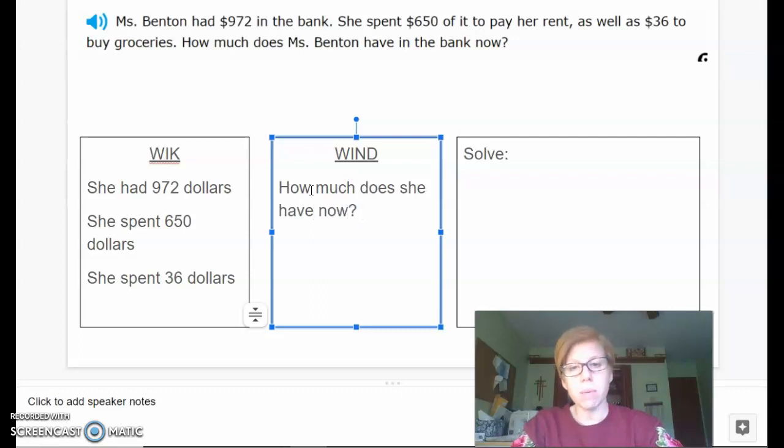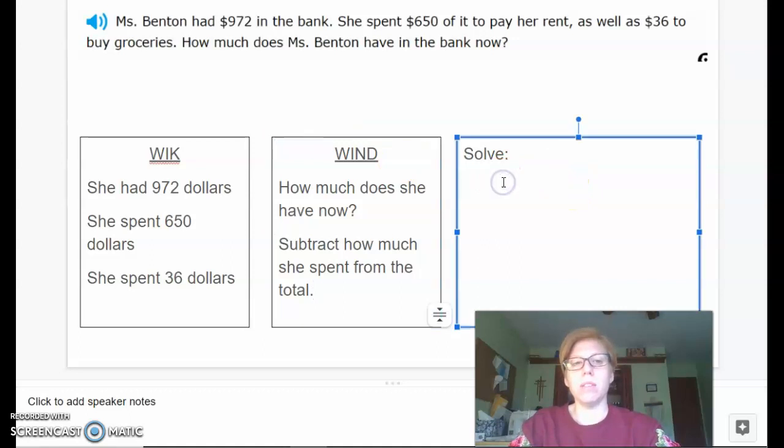Now, how can we figure out how much does she have now? What math operation are we doing? We need to subtract how much she spent from the total. That's what we need to do. So to solve this, let's start with 972, and then we can take away 650. We'll start there. Okay. So 972 take away 650.